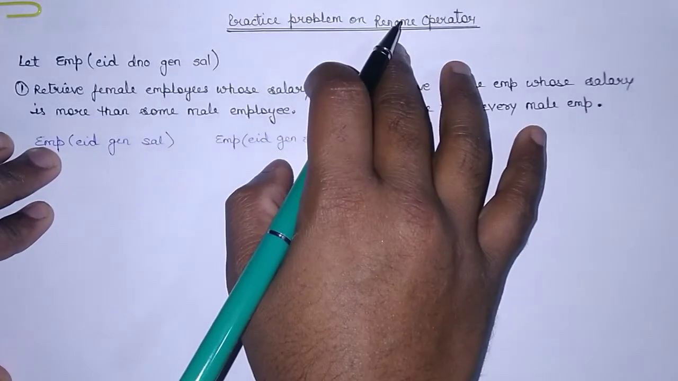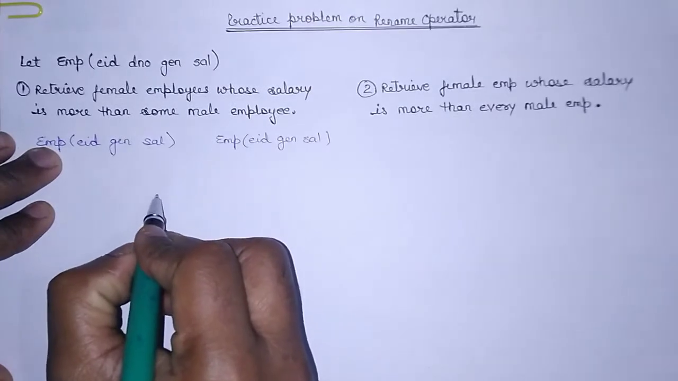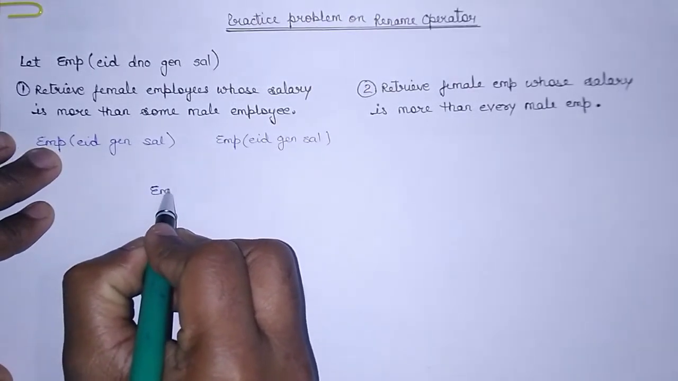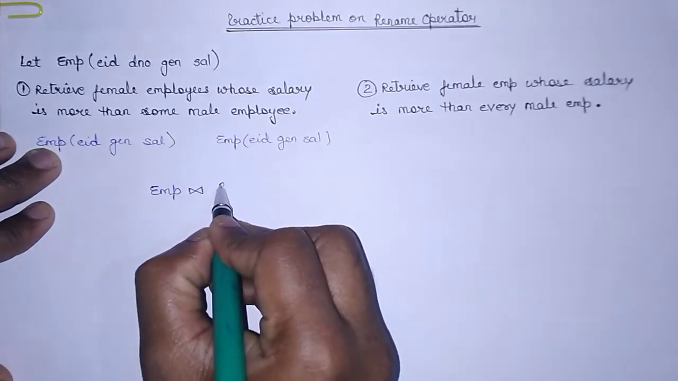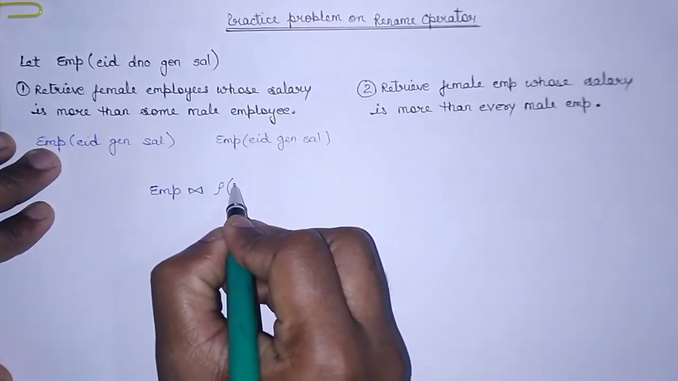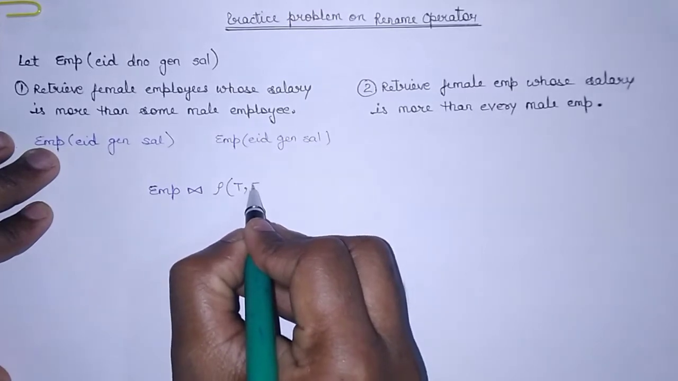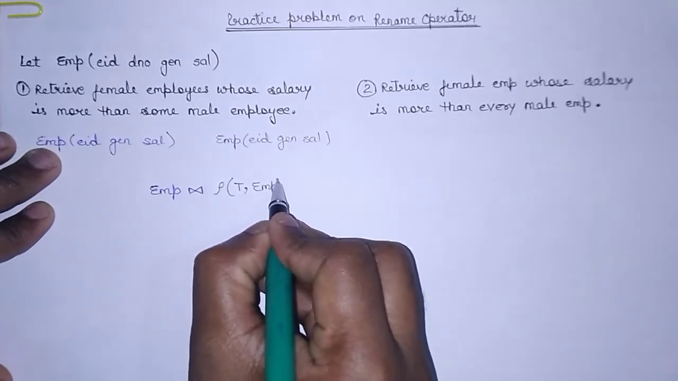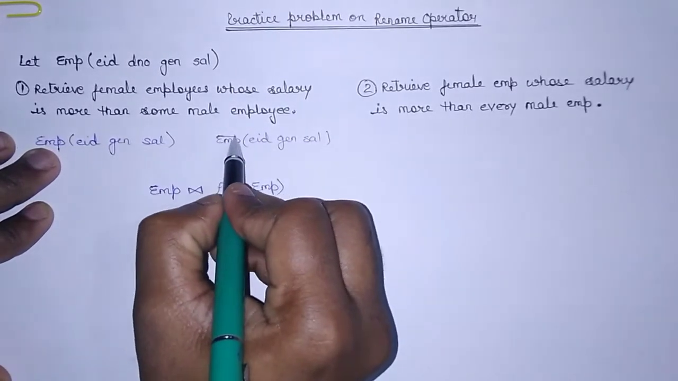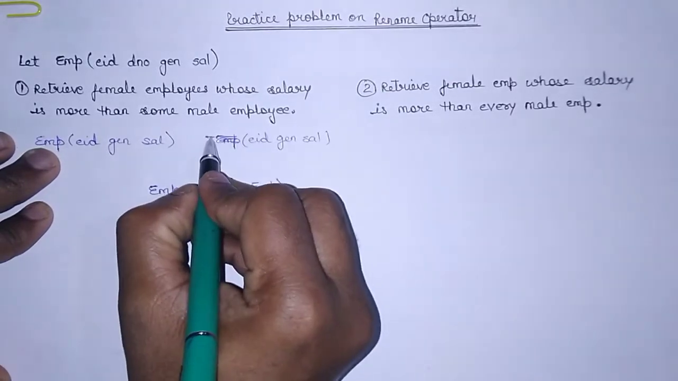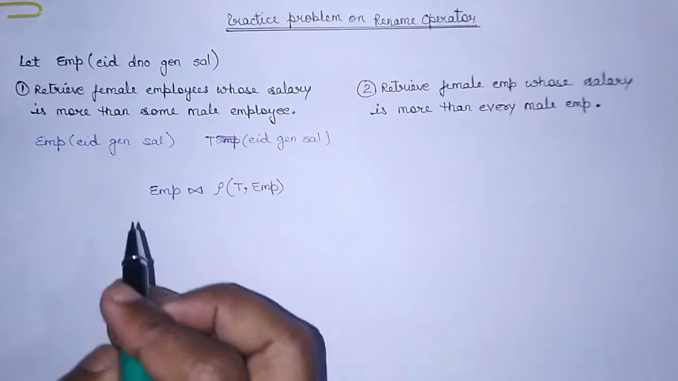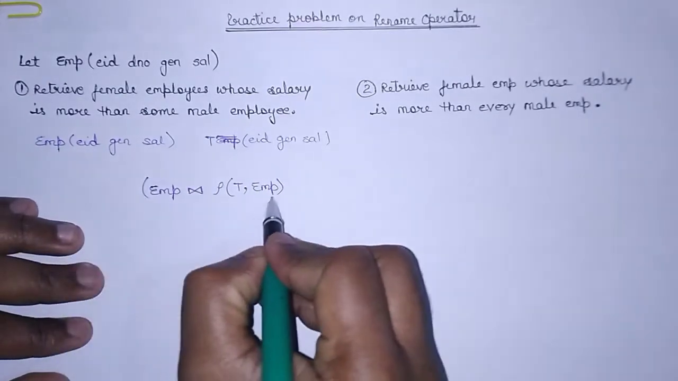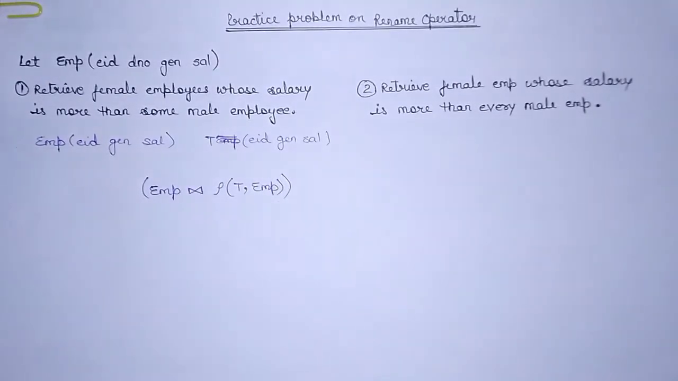I already told you the use of the rename operator. First of all, we have to relate this employee with itself, and that can be done using the rename operator. So I am renaming the second table as T. Now we have two tables, employee and T. Once this join is about to happen, we have to satisfy some conditions.